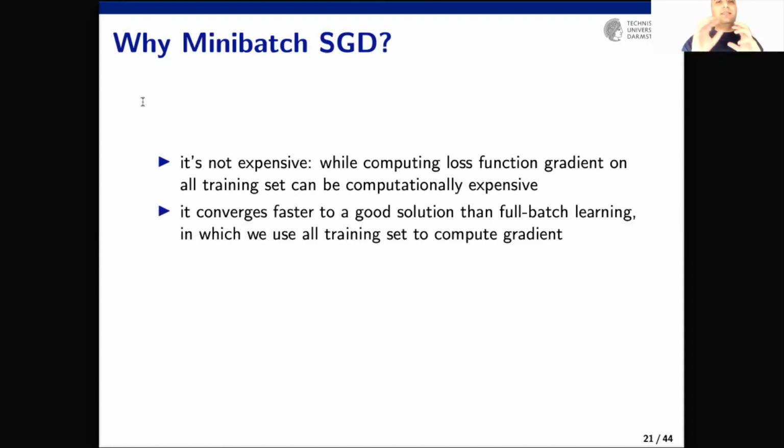So mini batch is kind of a trade-off between full batch and online setup. And it has also been shown that when we use mini batch SGD, the algorithm converges faster to a good solution. When we say converges faster, it means it needs fewer iterations to get to the minimal value.